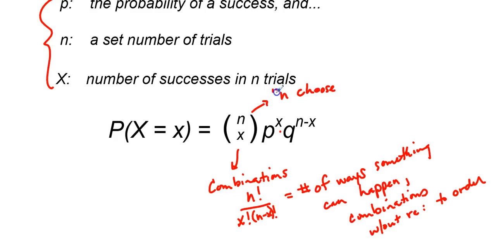So we have n particular objects, and we're going to choose x objects out of those n. These are just defined as we said above. So we're going to take the probability and raise it to however many successes we want, and then multiply that by the probability of a failure raised to the difference between however many objects we have or trials we're running and the number of successes.